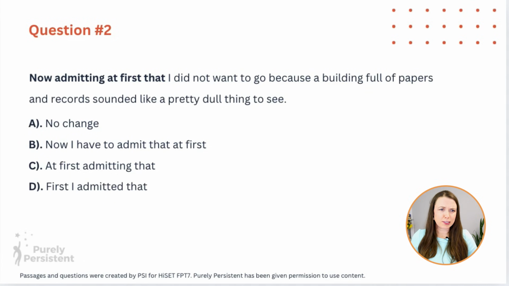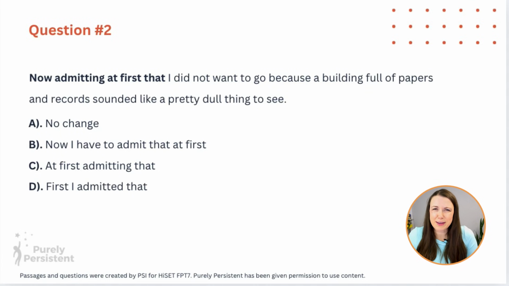So let's see here. Do I say, now admitting at first that I did not, or now I have to admit that at first I did not want, or at first admitting that I did not want, or first I admitted that? These are all kind of jumbled. So what I recommend you do is read these out loud. Even if you just have to whisper it to yourself, that will help you get the answer just a little bit more, because there are slight nuances sometimes when you're answering these questions and they all kind of sound the same, right? So the answer is B.